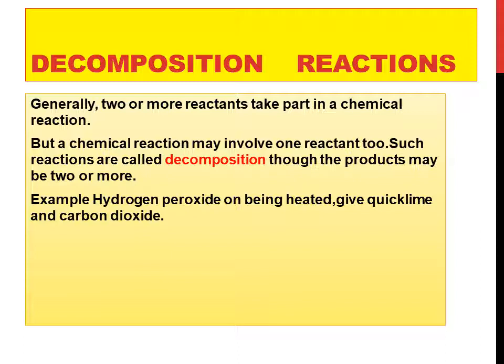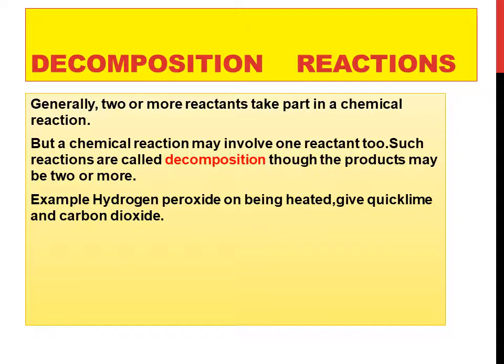For example, hydrogen peroxide on being heated gives, okay, so reactant is only one, hydrogen peroxide on left hand side. When we heat it up, it is going to give quicklime and carbon dioxide. So the products are 2 and the reactant is only 1. So such is an example of the decomposition reaction.